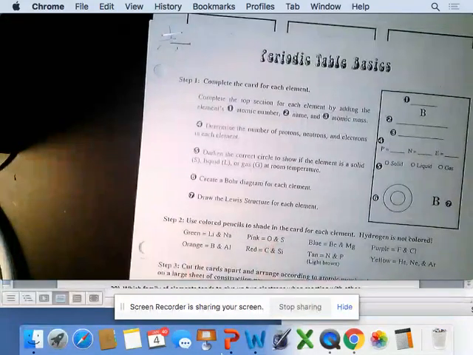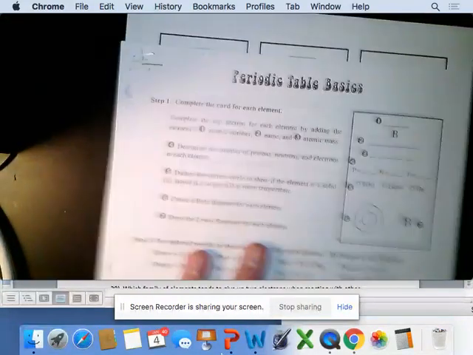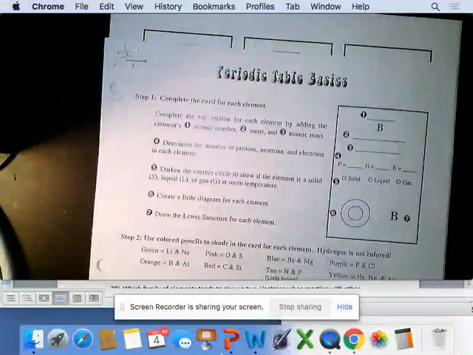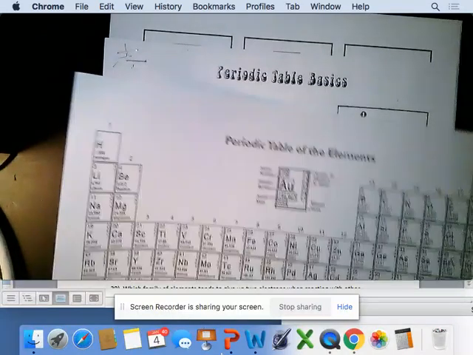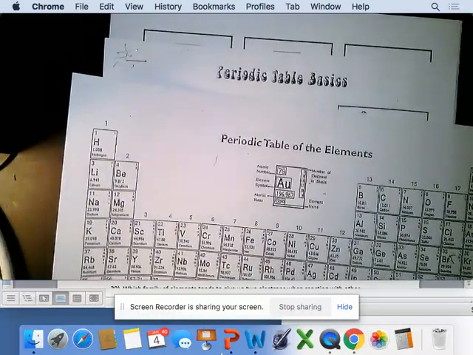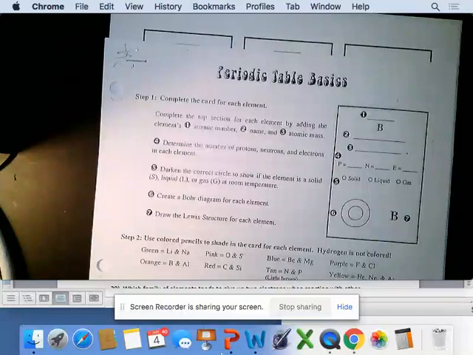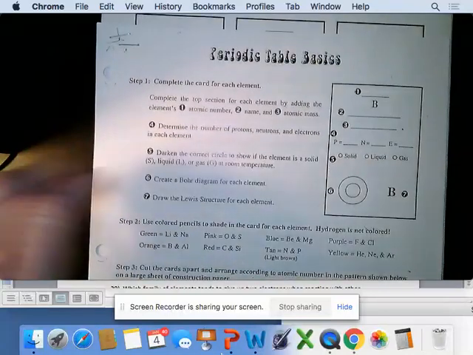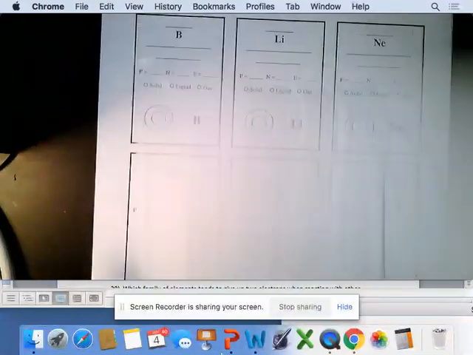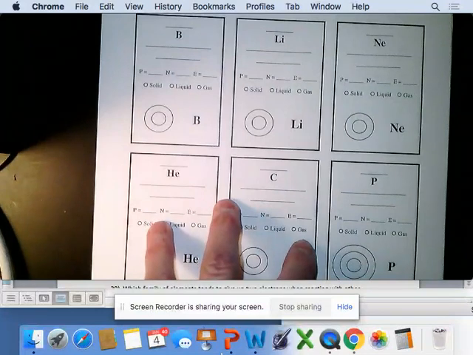Okay, so what you're going to do is use your periodic table. Does everybody have one of these? Okay, so you're going to use the periodic table that you've been provided to fill out the cards that you have, and then you'll use the cards to put together a partial periodic table in the form of a poster.